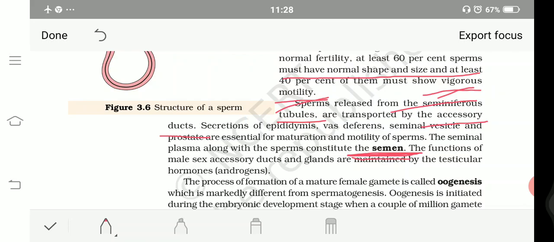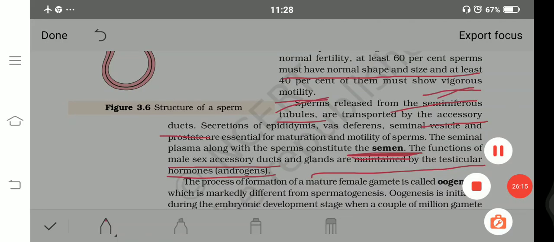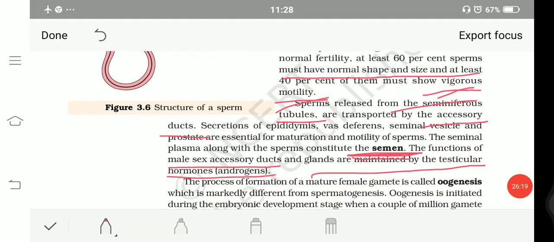The functions of the male sex accessory ducts and glands are maintained by the testicular hormones called androgens. Yes, it is a very true fact that the male sex hormone androgen will decide the functioning of this particular sperm release very well.